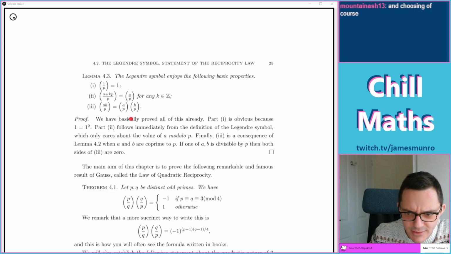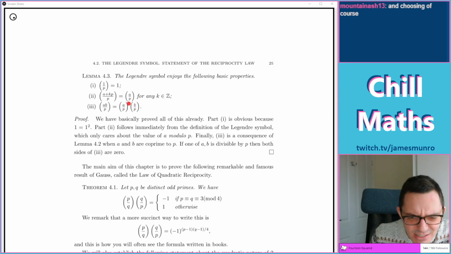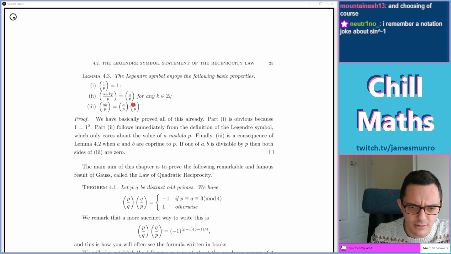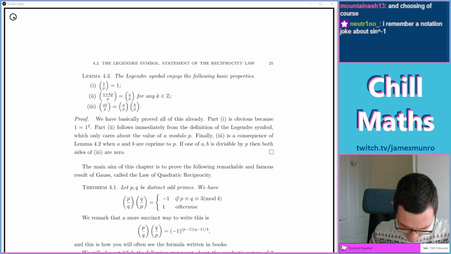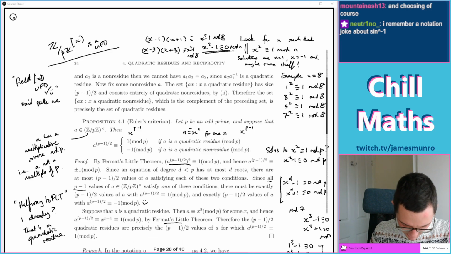This last one's fun. If one of them is divisible by P, then both sides are 0. Ah, okay. So they're coprime to P. You've got to remember, almost everything is coprime to P. So if these things are coprime, then what's going on? Say lemma 4.2. I think it's time for me to look at lemma 4.2 briefly, and then decide it's a consequence of Euler's criterion that we just worked to understand.